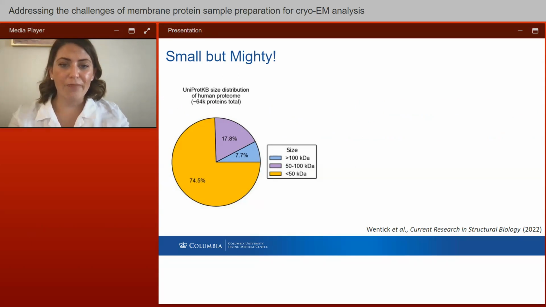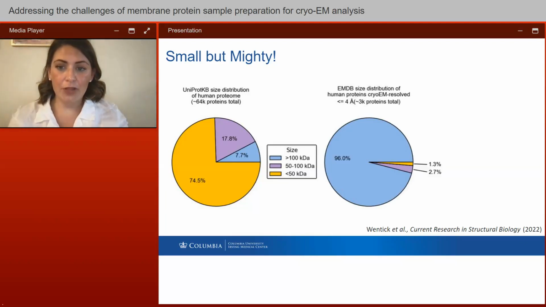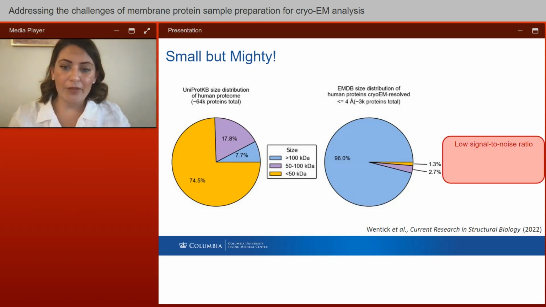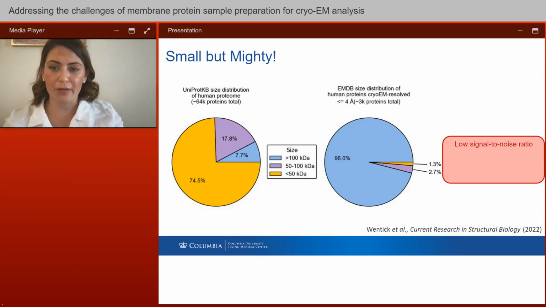So almost 75% of the human proteome is made up of proteins that are less than 50 kilodaltons in size. And despite them serving a vast array of important biological functions, they only make up about 1.3% of proteins within the EM data bank. And it's not because they're not interesting proteins, it's not because no one's studying them, it's just because they're still technically challenging to determine the structures of using cryo-EM. And this is for a number of different reasons.